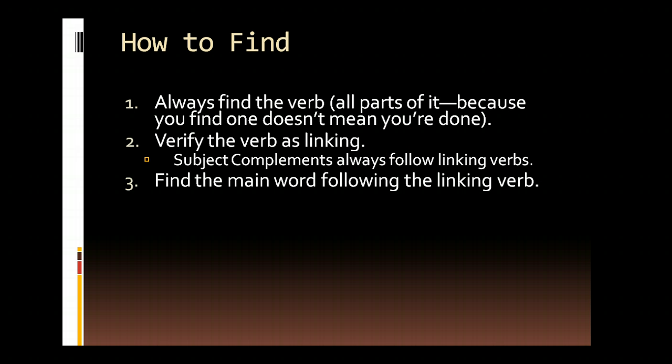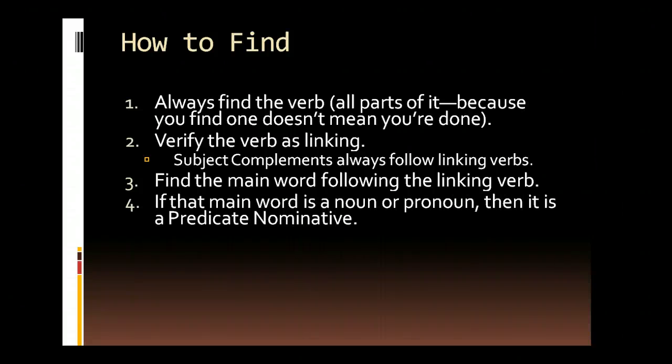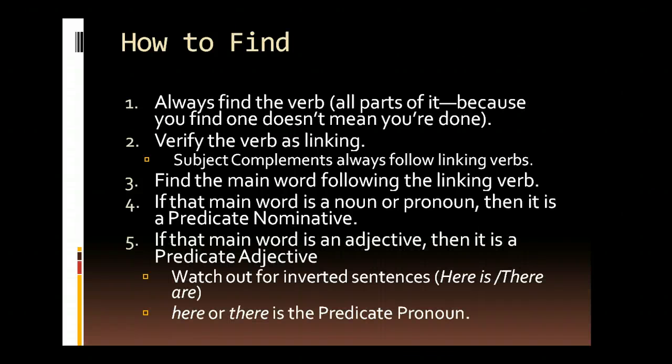Once we find that linking verb, we need to find the main word following the linking verb. Whatever is the most important word, pick one word. If you had only one word left coming after the linking verb, what would that be? That's your main word. If the main word is a noun or pronoun, then what we have is a predicate nominative. If the main word is an adjective, then you've got a predicate adjective.